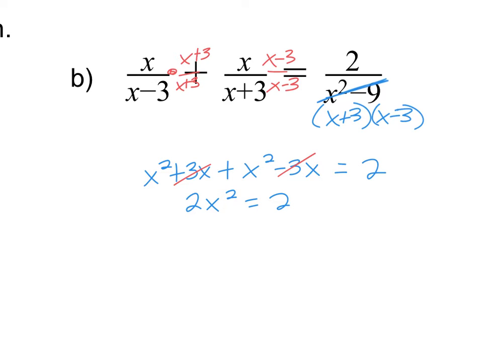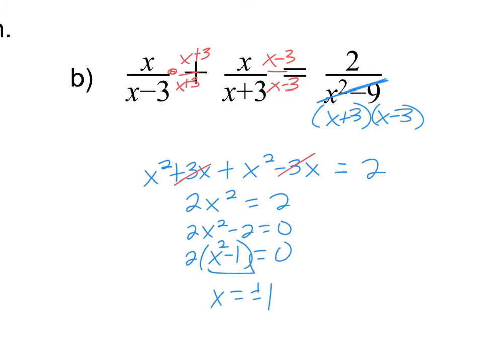Now, there's a few different ways to look at it. I'm going to factor it out. So I'm going to move that 2 over, so I have 2x squared minus 2 equals 0. You also could have divided right there. So we have 2 times (x squared minus 1) equals 0. This one right here would be a difference of squares, so x would equal plus or minus 1.